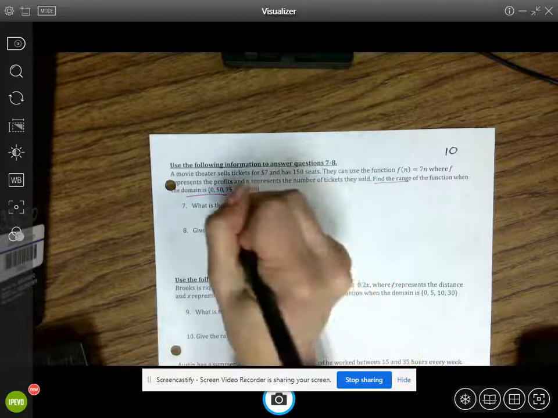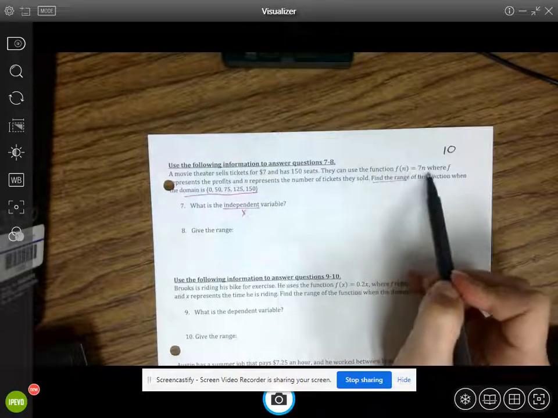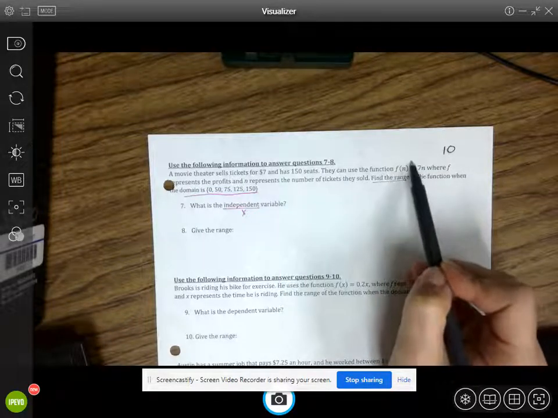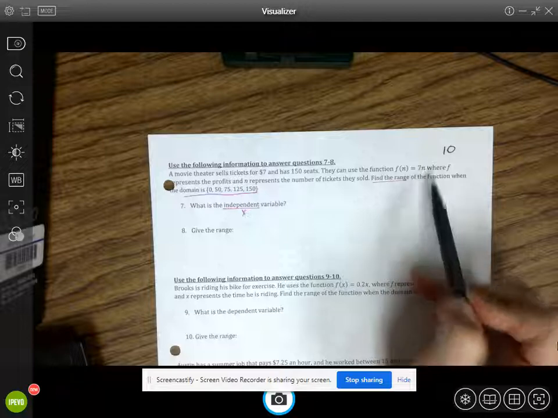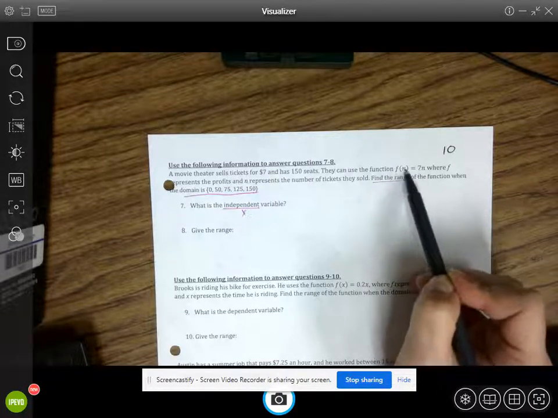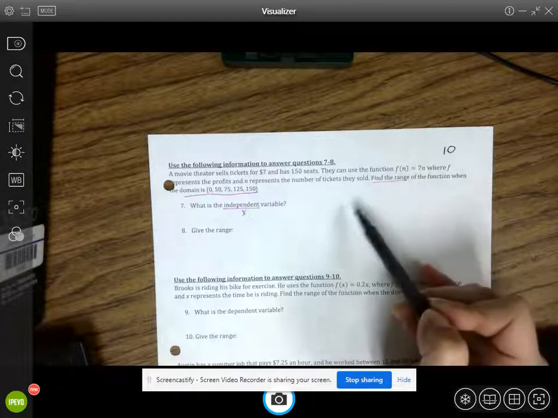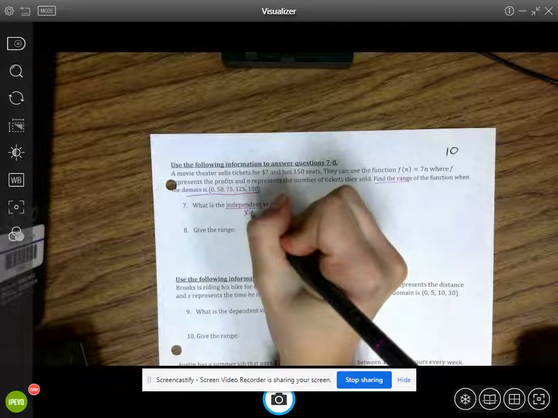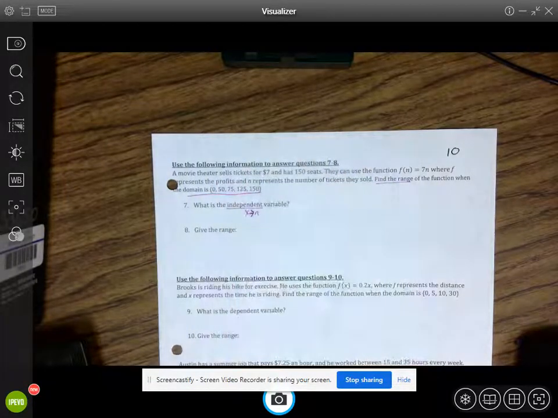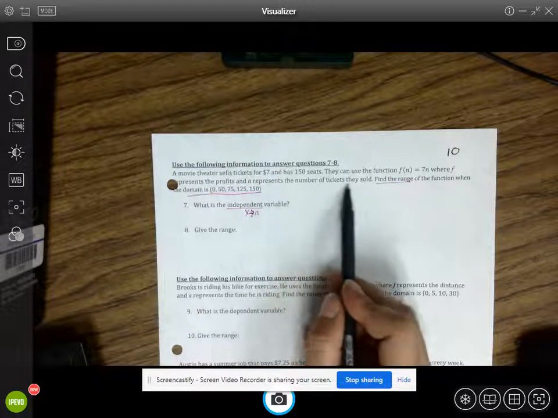So independent is like X, but if we look at our function, which variable is like X? Is it the f of n or is it the n? So remember, f of n is like y. This n, whichever one is in the parentheses, is like X. So in ours, it's really n. And n in our problem represents the number of tickets.